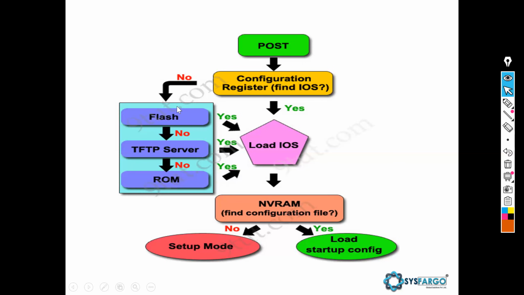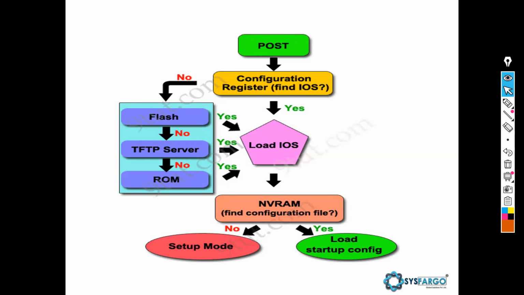Anywhere you go, even in production, we store the IOS where? IOS means the operating system of the router, Inter-Network Operating System. Flash. Okay. Once it finds the IOS, it loads the IOS here. Suppose it's unable to find the IOS in the flash, then it tries to connect to the TFTP. That's an external server.